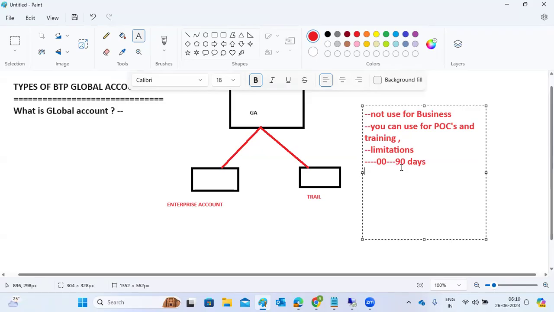This is about the trial account. You will get a 90-day free trial account with limitations. The 90-day period is also divided into two intervals.